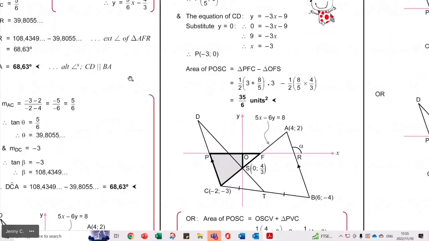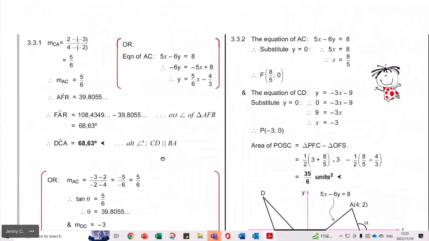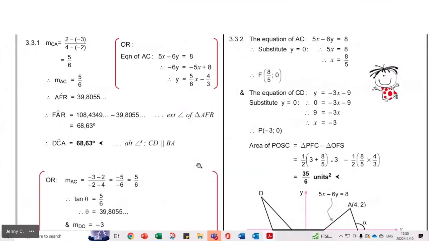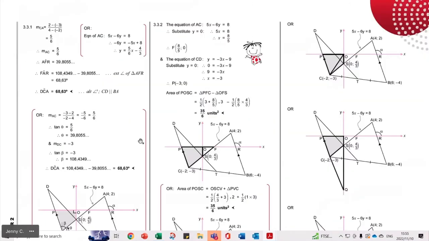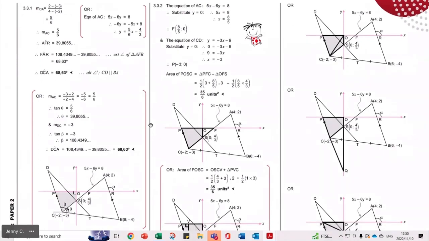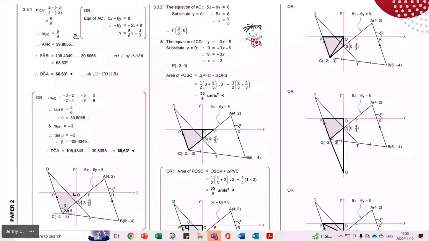Okay, and then if I go onto the second page, sorry, I'm just trying to get used to a different laptop. In 3.3.1, there are 2 ways I think you can do it, and I don't know which is the nicer of the 2 ways. I think they both have their merits. Let me just make it slightly smaller. So one way you can do it is you can get the gradient of AC, which gives you angle AFR, and then you work in triangle AFR and use the exterior angle, and then use alternate angles to get the angle that they wanted.